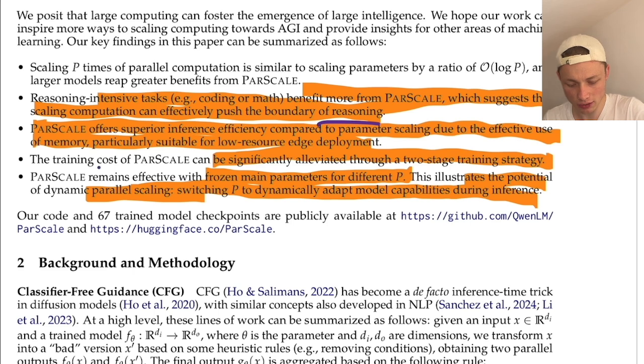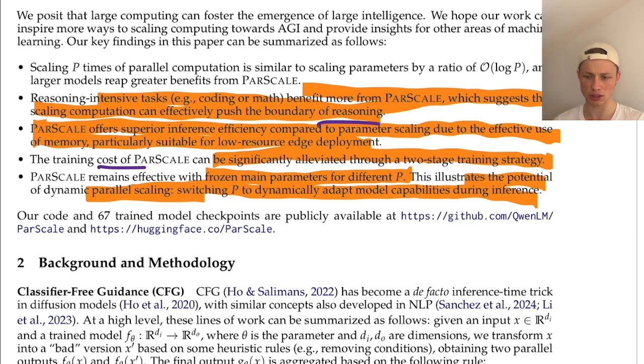And then they're saying that the training cost can be significantly reduced through a two-stage training strategy. So this means you can just do it directly from scratch by training, or you do a two-stage pre-training where you split your pre-training data sets into two parts and use the first with the normal pre-training, and then just do, for the last 10% of your pre-training data sets, the ParScale scaling, and this also achieves pretty good results. So you don't have to do it on your complete pre-training data sets.